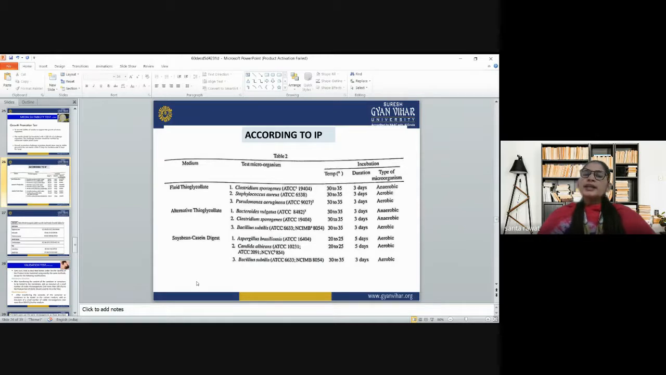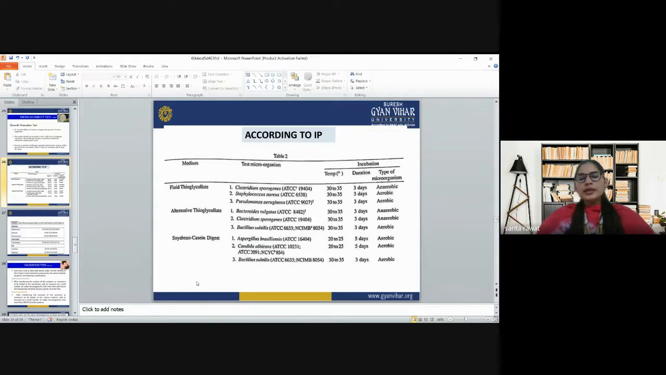Now, for alternative thioglycolate, we use Bacteroides vulgatus. We maintain the temperature at 30 to 35 degrees for 3 days, and it is an anaerobic bacterium. Then Clostridium sporogenes, at 30 to 35 degrees for 3 days, also anaerobic. Then Bacillus subtilis, maintained at 30 to 35 degrees for 3 days, an aerobic bacterium.